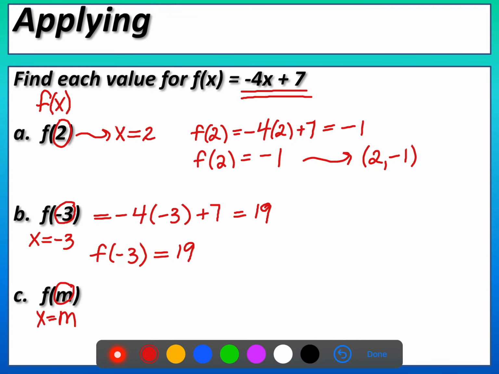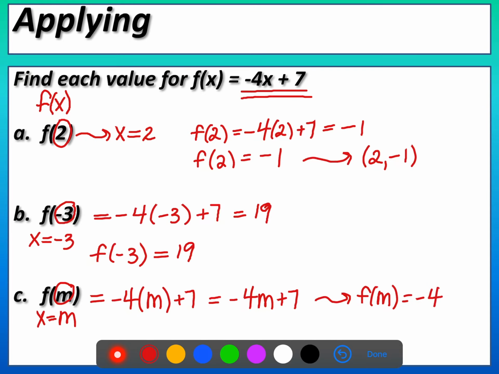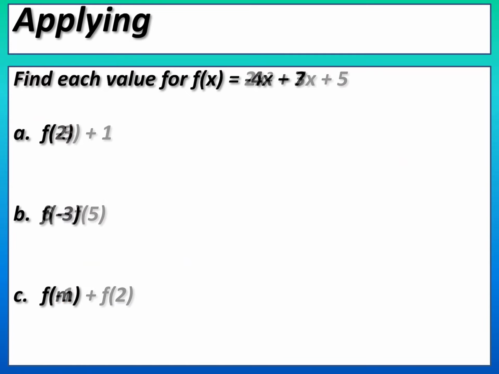So whatever's on the inside is your x. All right, so instead of a number this time, we're going to be plugging in a variable. We're plugging in m. So anywhere in our function that we see an x, we're going to replace it with m. Okay, and then we just do some simplifying. So f of m is -4m plus 7. Okay, remember, whatever's on the inside is your x value, that's getting inputted, and whatever comes out is the y.